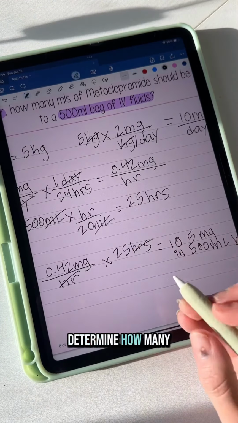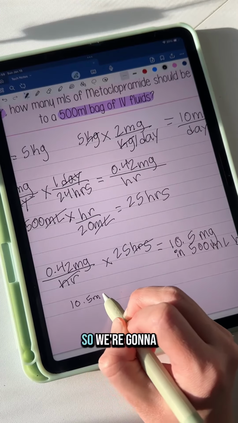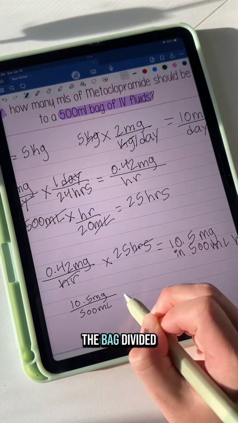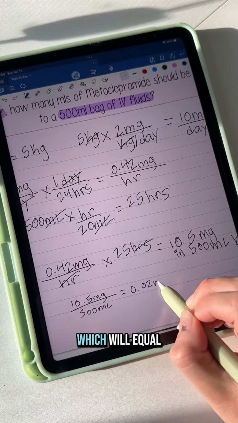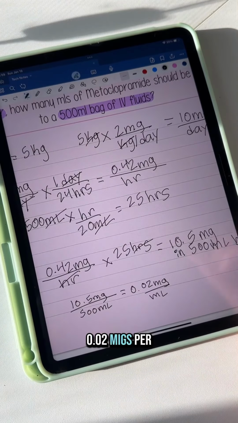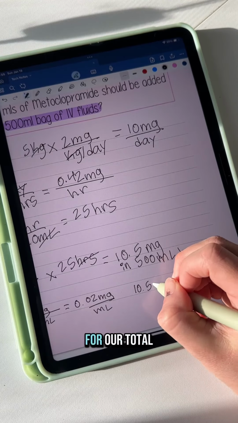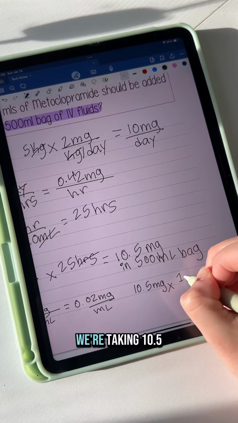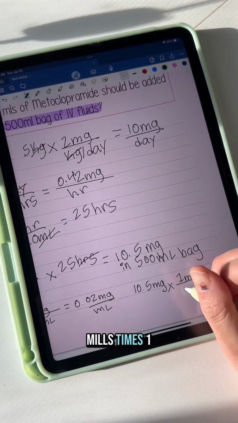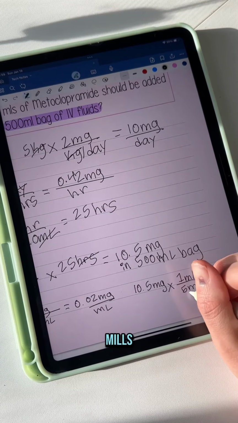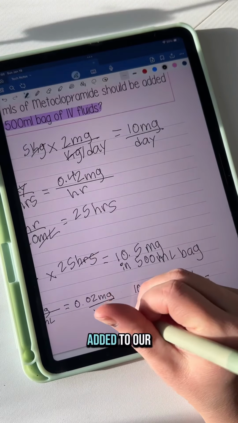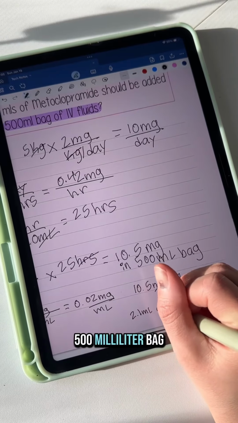Next, I'm going to determine how many mgs per ml are in my bag. So we're going to take our total mgs added to the bag divided by your total volume, which will equal 0.02 mgs per ml. And last but not least, we're going to determine the dose required for our total volume. To do this, we're taking 10.5 mgs times 1 ml over 5 mgs, which will give us 2.1 mls added to our 500 milliliter bag.